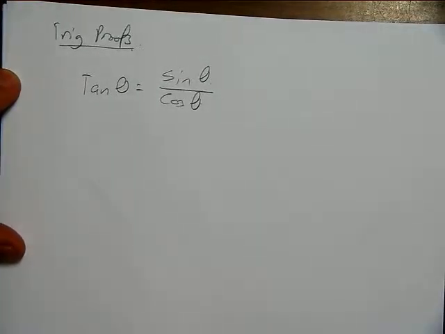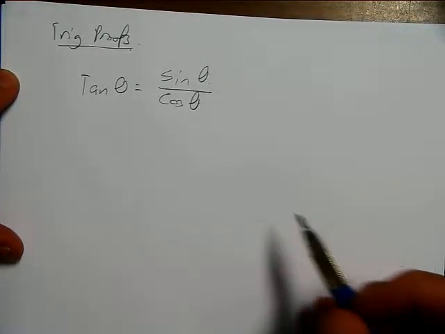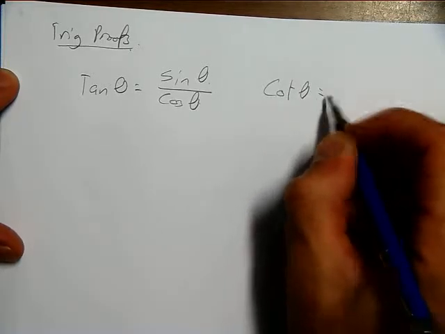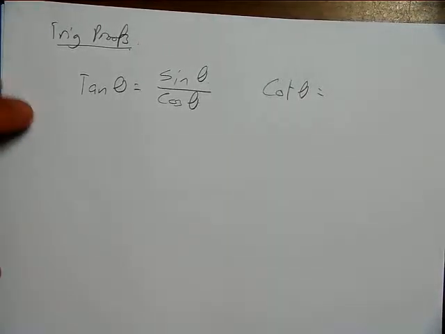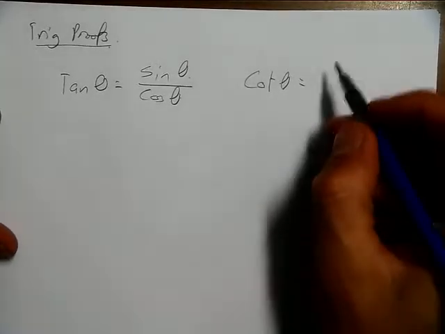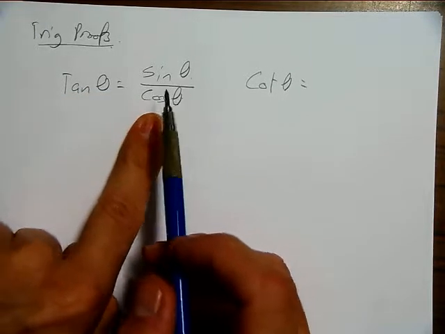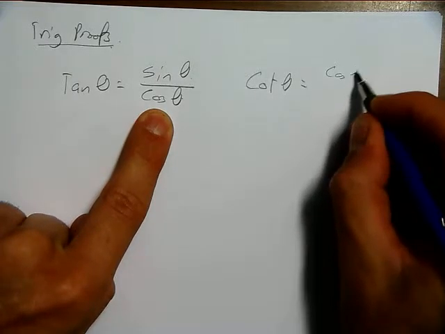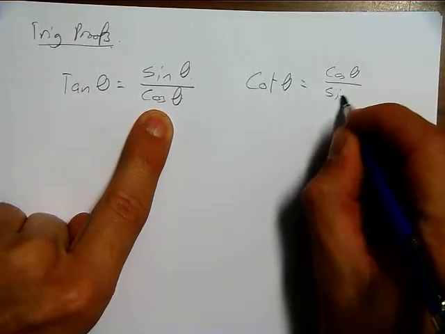Okay? And then we also have cot. Now what's cot theta? 1 over tan theta, which is the inverse of tan theta. So cot theta would be cos theta over sine theta.